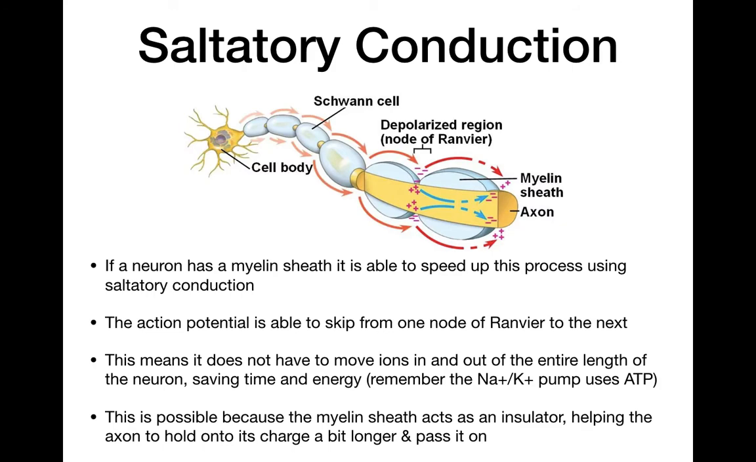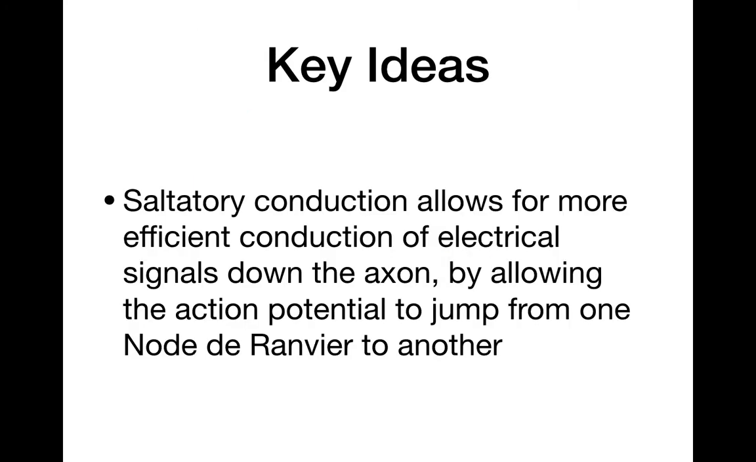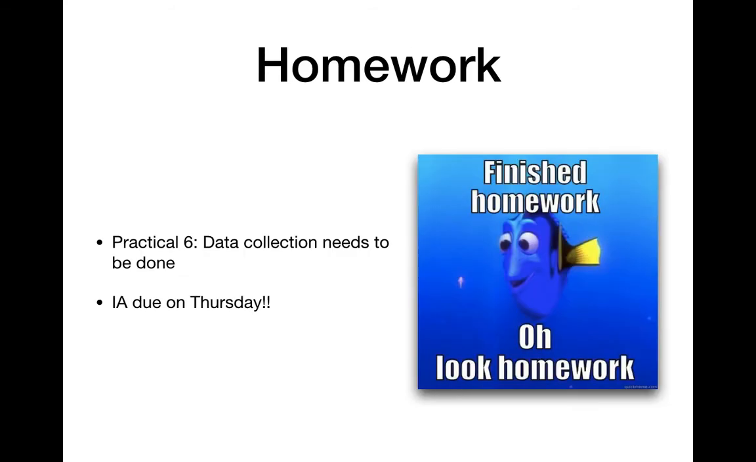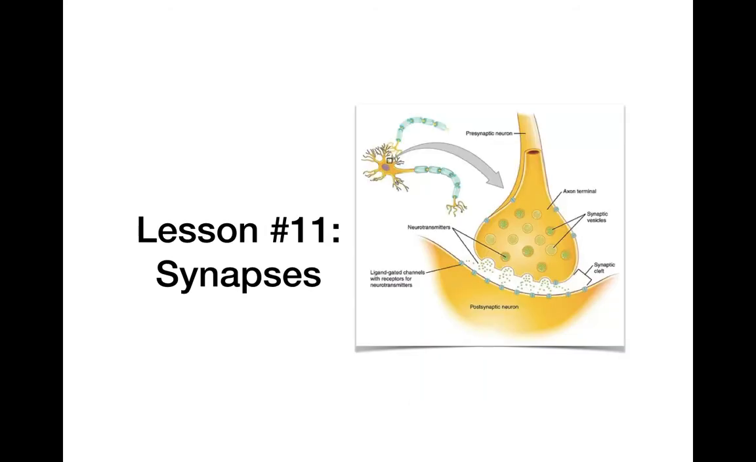So myelin acts as an insulator, holding onto the charge at one end, so it can be passed on to the next end over here. Okay, and key idea: saltatory conduction allows for more efficient conduction of electrical signals down the axon by allowing the action potential to jump from one node of depolarization to another. Okay, that was the axon part. We'll do synapses next.